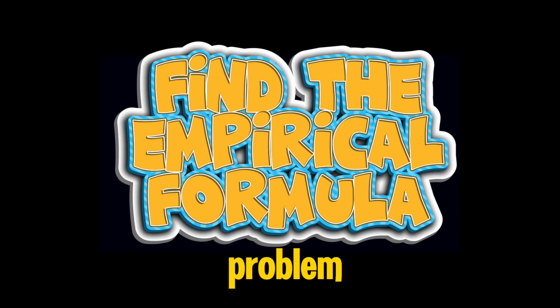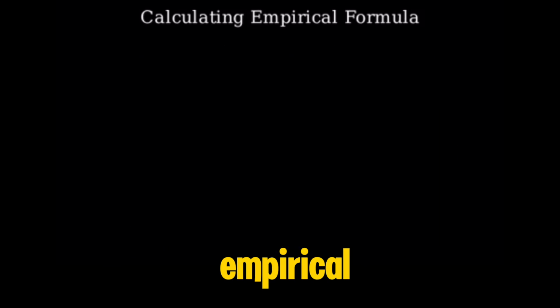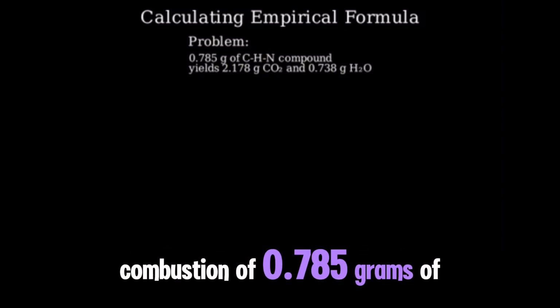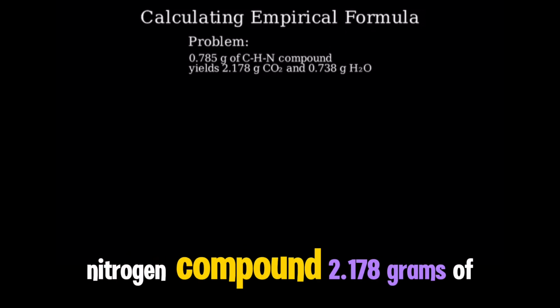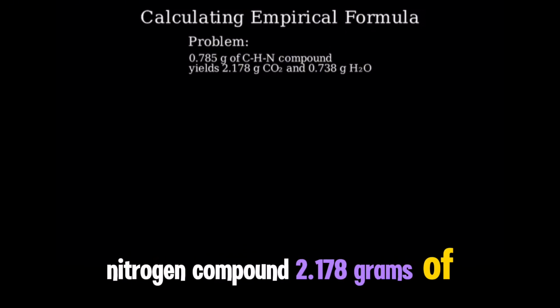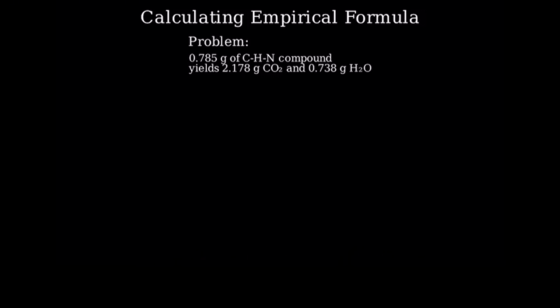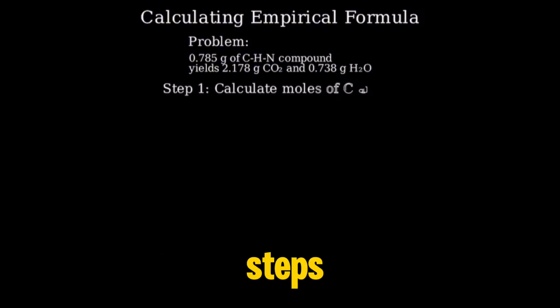We're going to solve a problem involving the calculation of an empirical formula from combustion data. Here's our problem. During the complete combustion of 0.785 grams of a carbon-hydrogen-nitrogen compound, 2.178 grams of carbon dioxide and 0.738 grams of water were formed. We need to calculate the empirical formula of the compound. Let's break this down into steps.